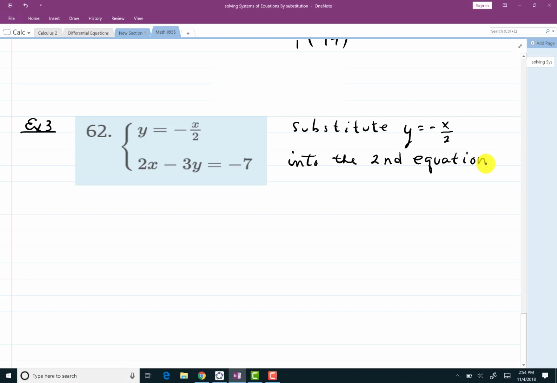And so what will I get? The second equation will be 2x minus 3. Let me go ahead and replace y with negative x over 2. And that's equal to negative 7.